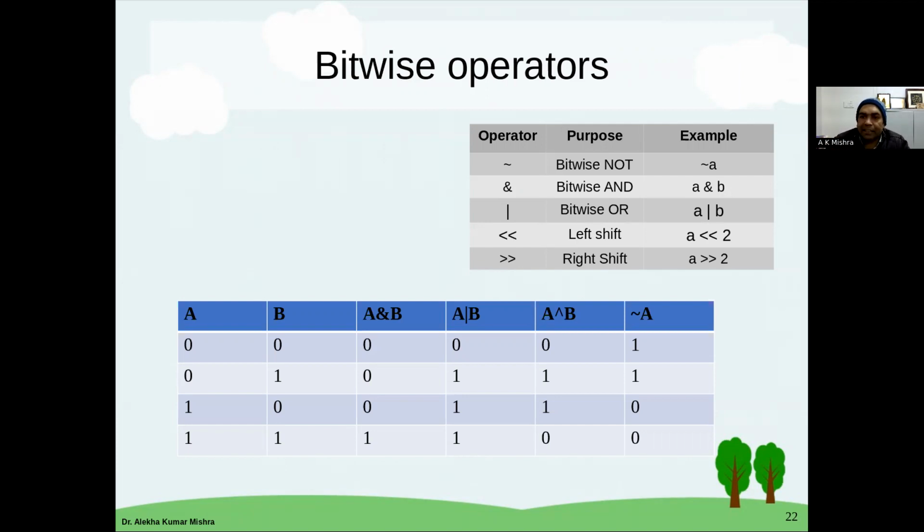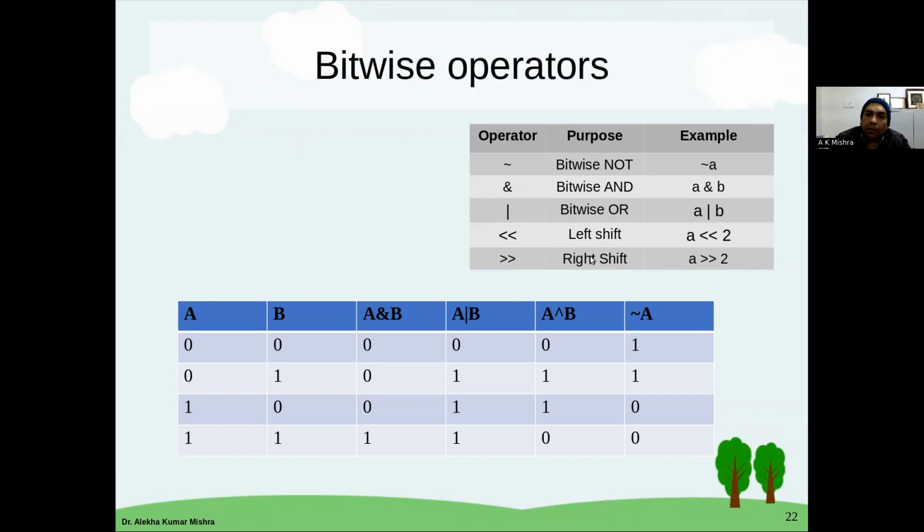The logic is the same here. Bitwise NOT means complementing the bit. If the bit is 1, it will end up as 0, and if the bit is 0, it will end up as 1. We use the NOT operation for complementing all the bits of a variable. Bitwise AND works the same way logical AND does, but logical AND is applied on the truth value of the entire operand, while here it is applied on the truth value of each bit. Similarly, bitwise OR.